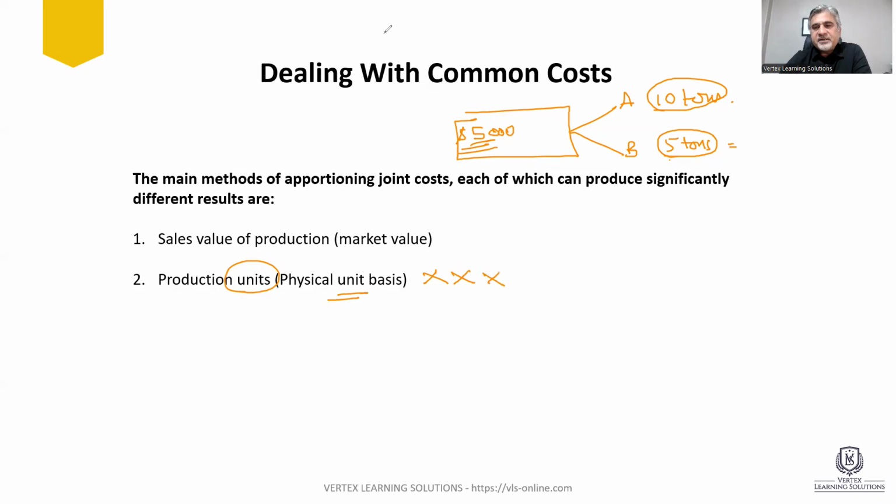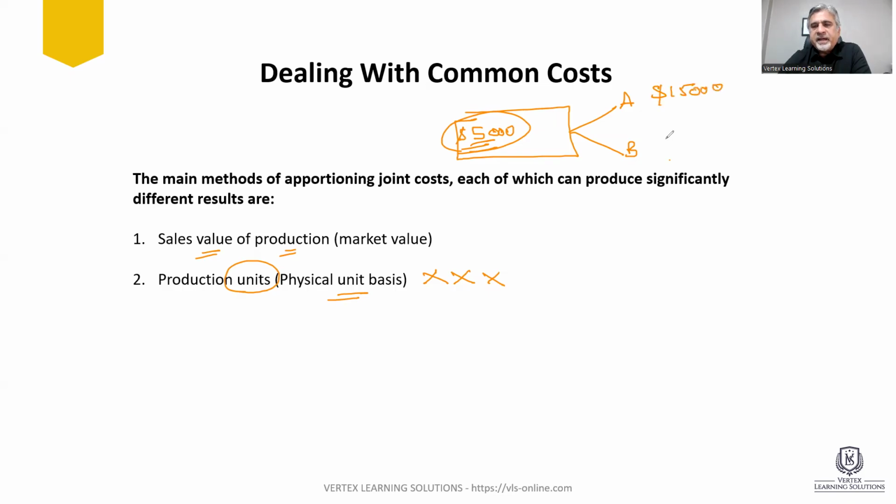The second method, which is recommended and which is very common, is called sales value of production. So we don't see how much volume of A and B we have produced. We say, what is the sales value of A? This is the cost, okay? But I have to sell it in the market. So what is the sales value of A? So the sales value of A is, say, let's call it $15,000.